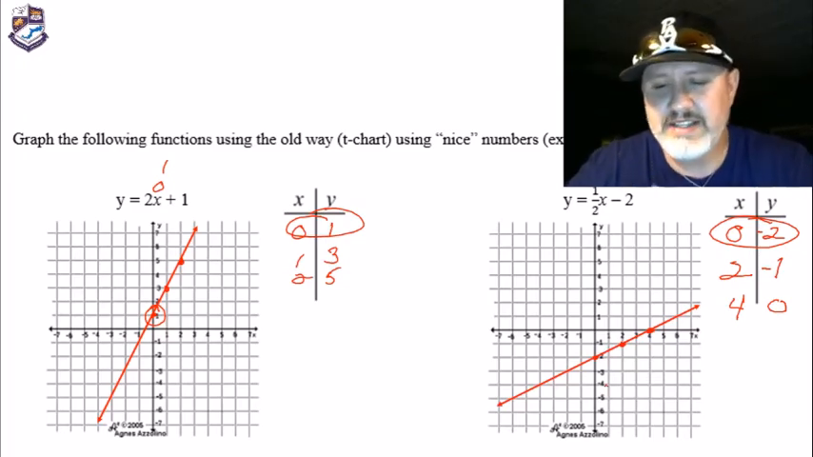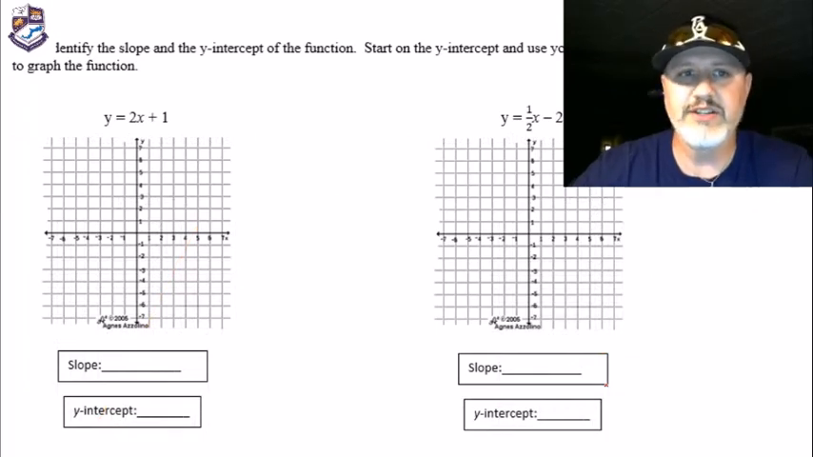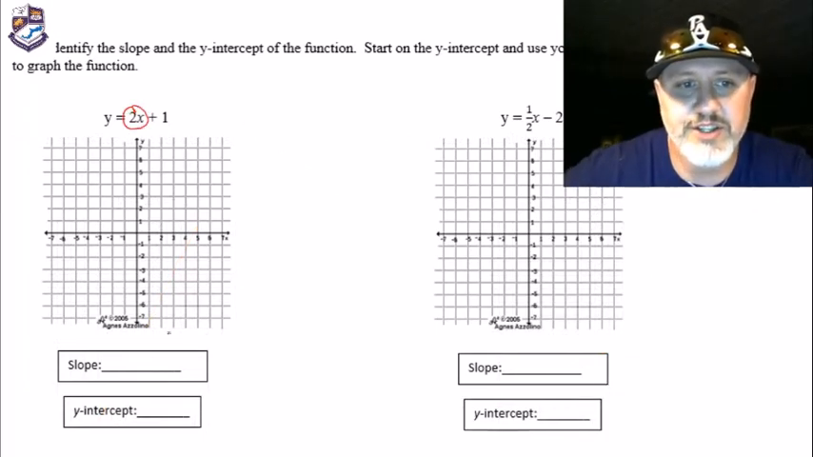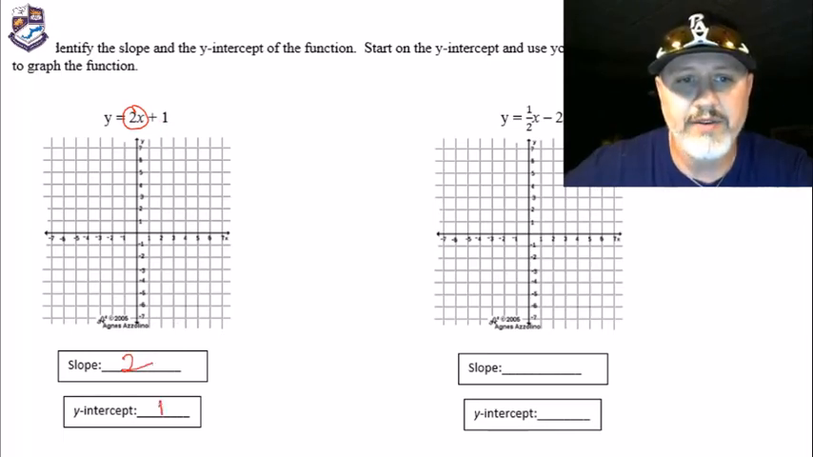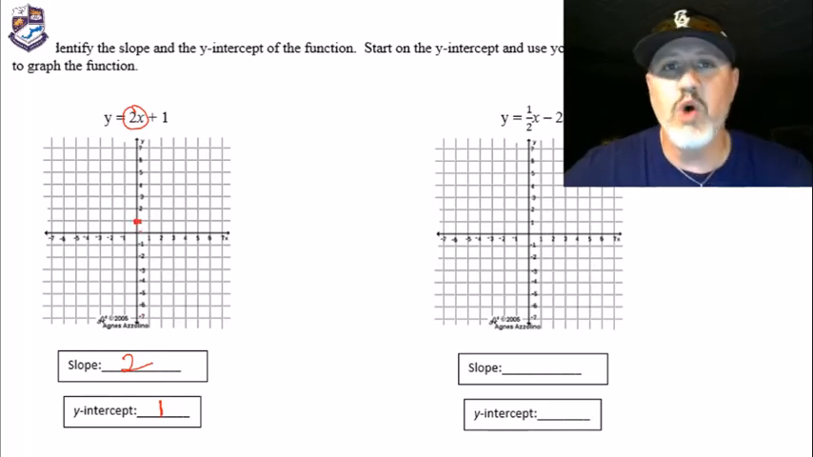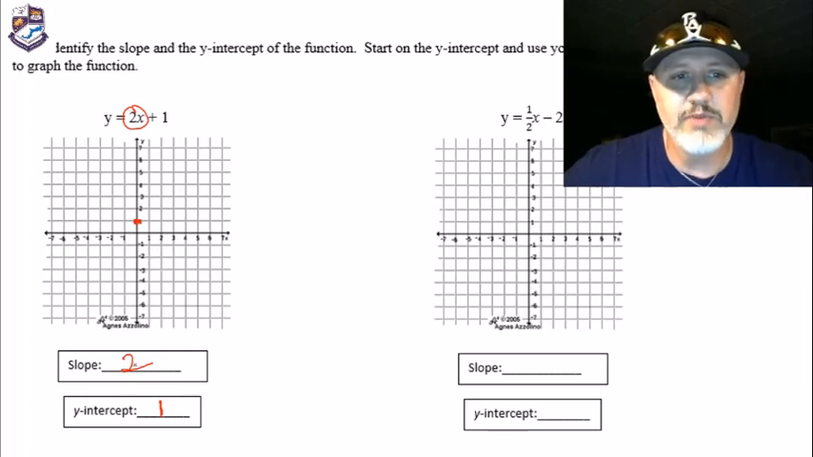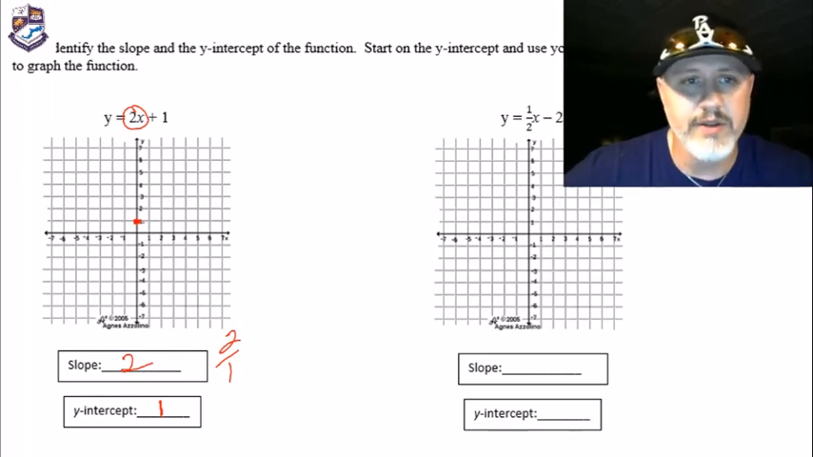Now check this out. This is awesome. Graphing the new way. Watch how much quicker it is. What's the slope of this bad boy? It's 2. What's the y-intercept? 1. All you have to do is start on the y-intercept. The y-intercept is 1. And from this point, I'm going to do my slope. And what's my slope? It's 2 over 1. Remember, slope is rise over run.